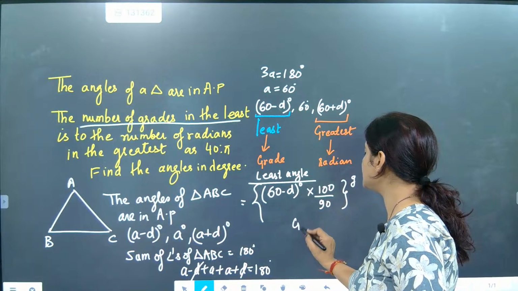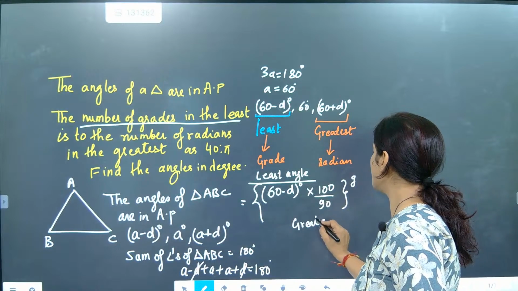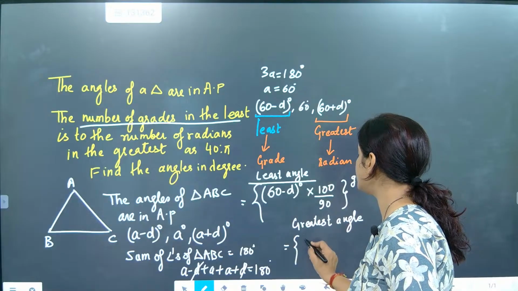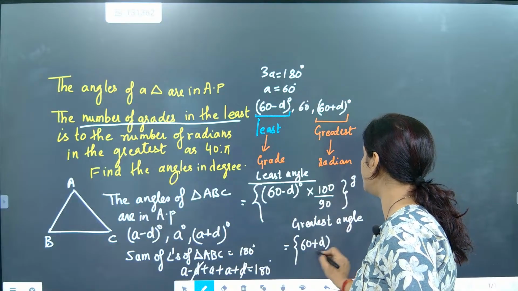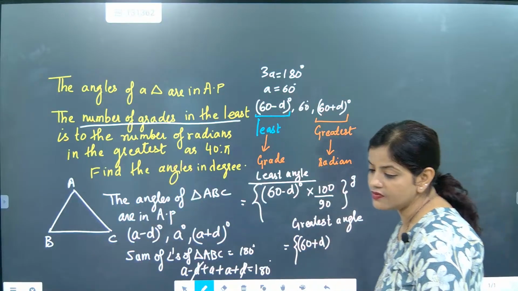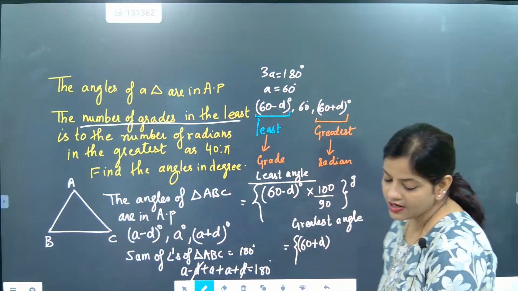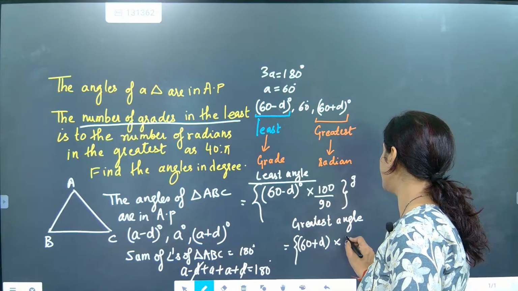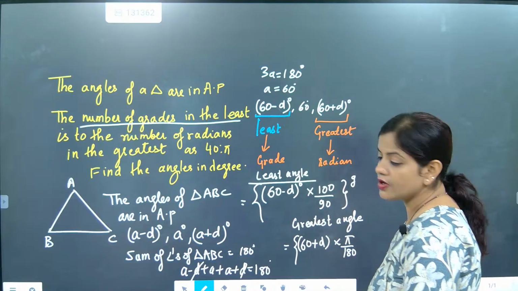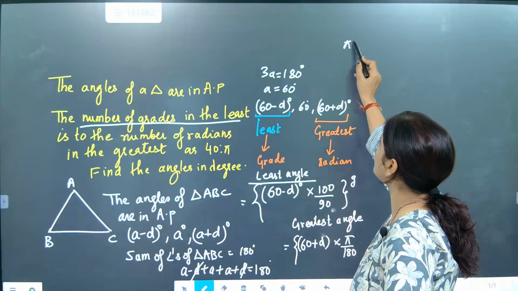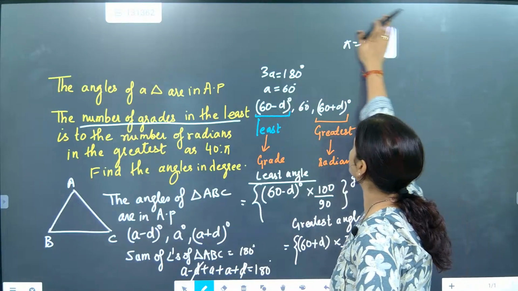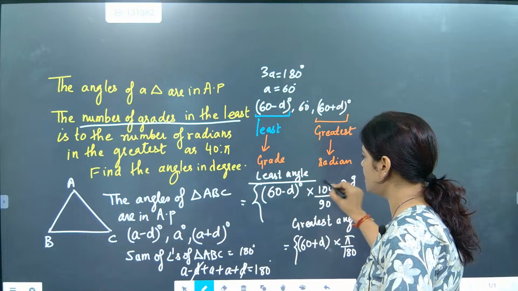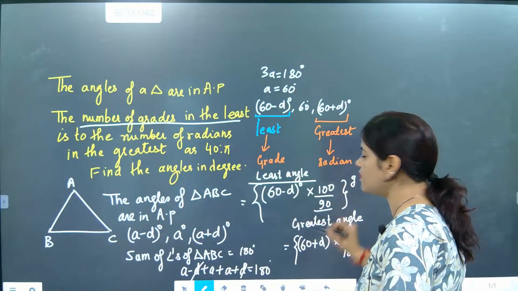Now what is the greatest angle? Our greatest angle is 60 plus D, and the greatest angle they are converting into radian. So if the greatest angle is converted into radian, it will become pi by 180, because in the degree conversion system pi is equal to 180. So here it is pi by 180 for 1 degree part.